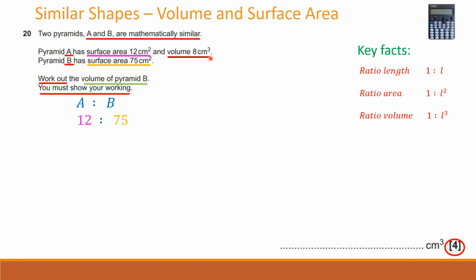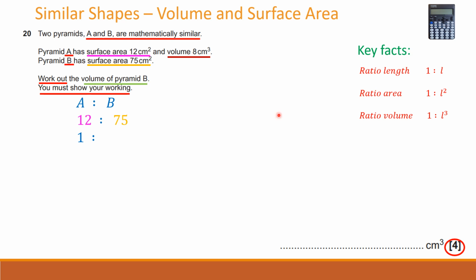Now we're told that the volume of A is equal to 8, but we've got to then work out the volume of B. To be able to do this, we need to simplify this first ratio that we've got, 12 to 75, to be in the form 1 to something, because we need to know the ratio of the area, which is going to be in the form 1 to L squared. So we need to work out what L is.